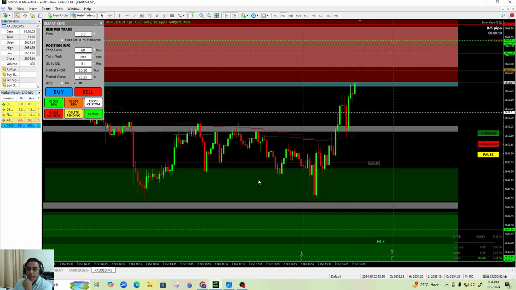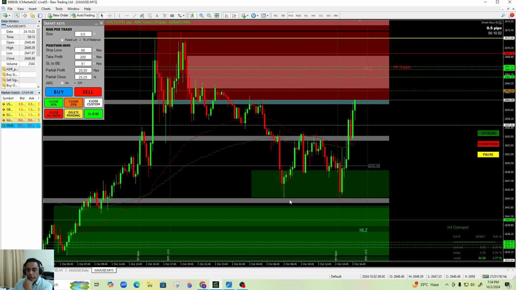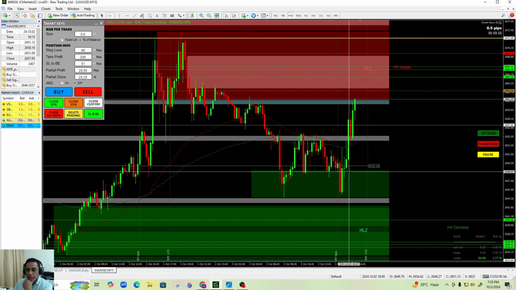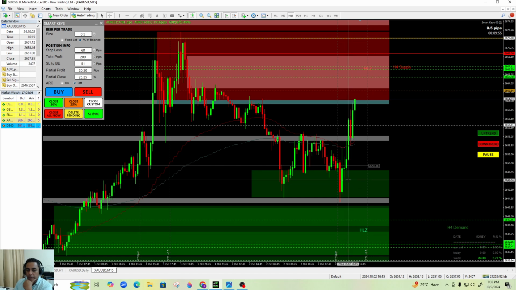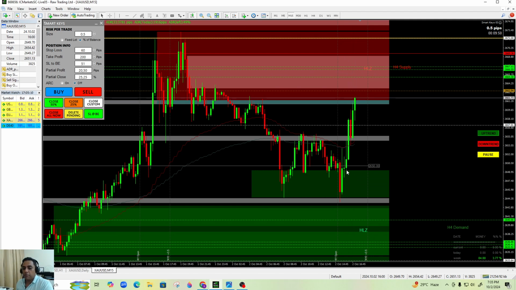So we mentioned this move right at the beginning of the session: that if the London high gets respected and a 15-minute candle closes above the London high, then price is coming all the way up to this red zone, and that's exactly what it's done. That doesn't mean I'm going to take a trade from this down here, because this is not a high liquidity zone.